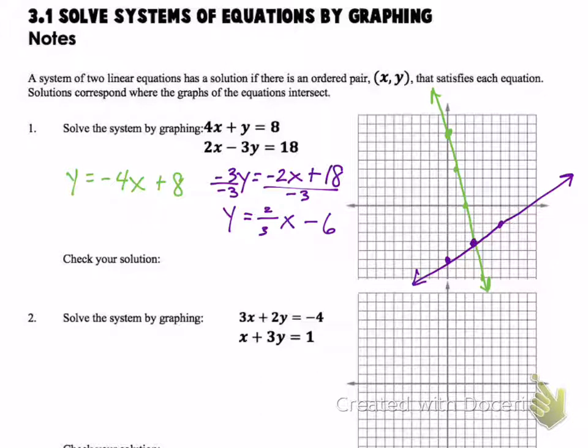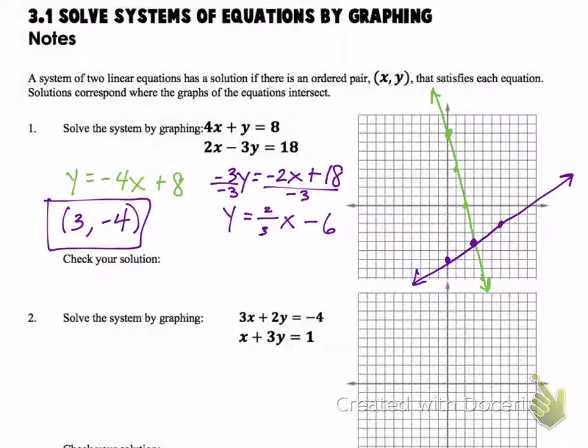So what is the ordered pair of that intersection? 3, negative 4. Good. So my answer is 3, negative 4. So if I were grading this, I would look at the two lines and then I would look for the solution, which is where they intersect.